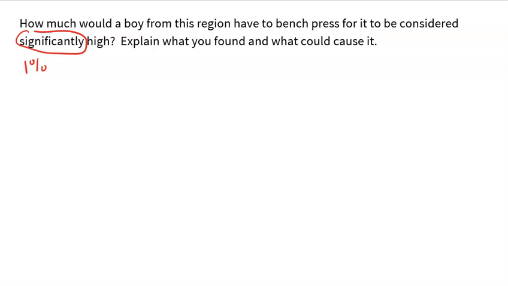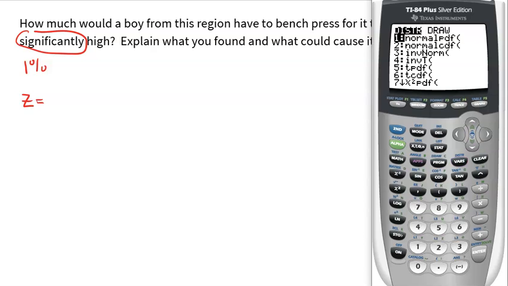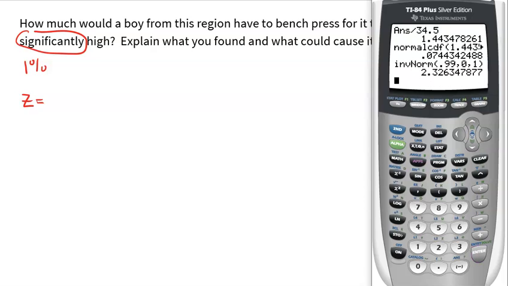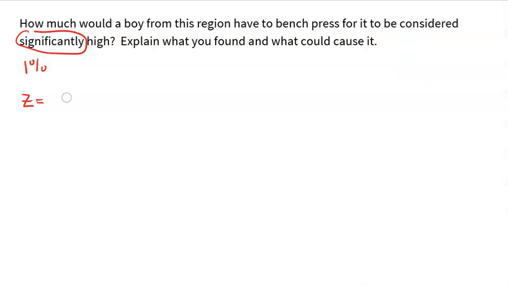So the first thing I need to figure out is what z-score represents that top 1%. All right, so here I go to invert norm. Invert norm is how you get z-scores. Please remember that the area it takes is the area below. So if I'm trying to find the top 1%, I need to put in the bottom 99%. Please keep that in mind. Don't ever forget that. All right, so 2.3263.